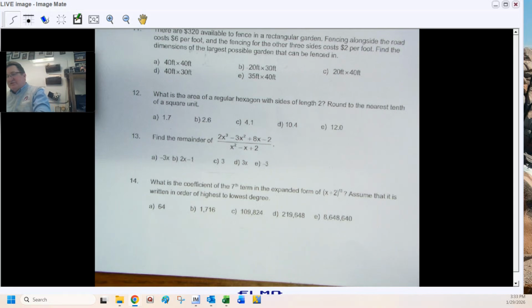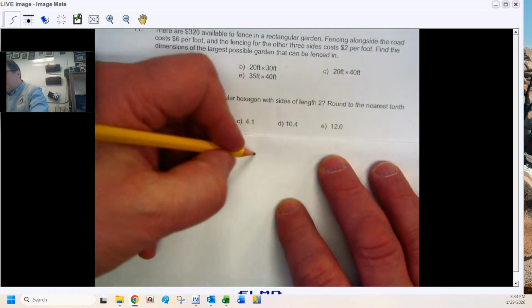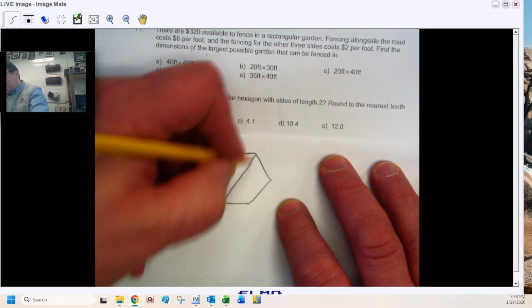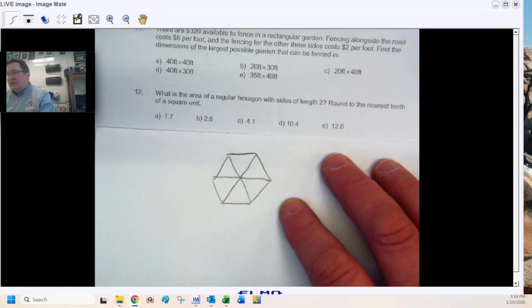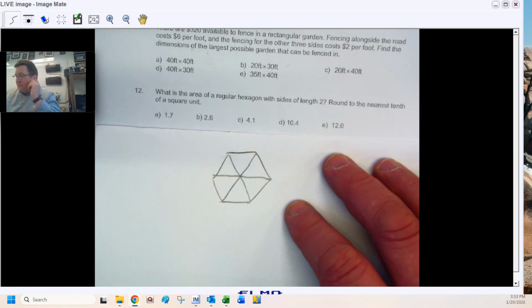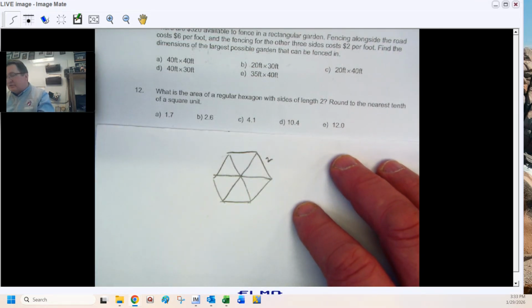On number 12, it says, what's the area of a regular hexagon with side of length 2, round to the nearest tenth? And so there's more than one way to do this. Regular hexagons are sort of nice because they break into 6 equilateral triangles. We had a problem on the previous video about a regular nonagon, and we approached it like 1/2 times the apothem times the perimeter, and that's true, and we could do that. But let's have a little different approach on this one just for fun.